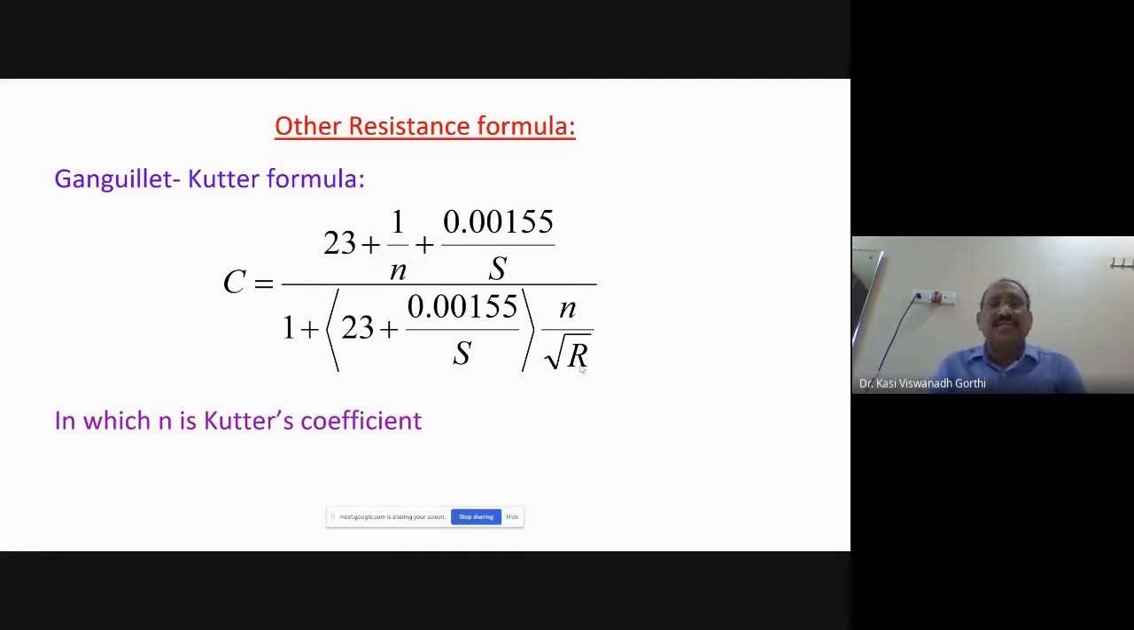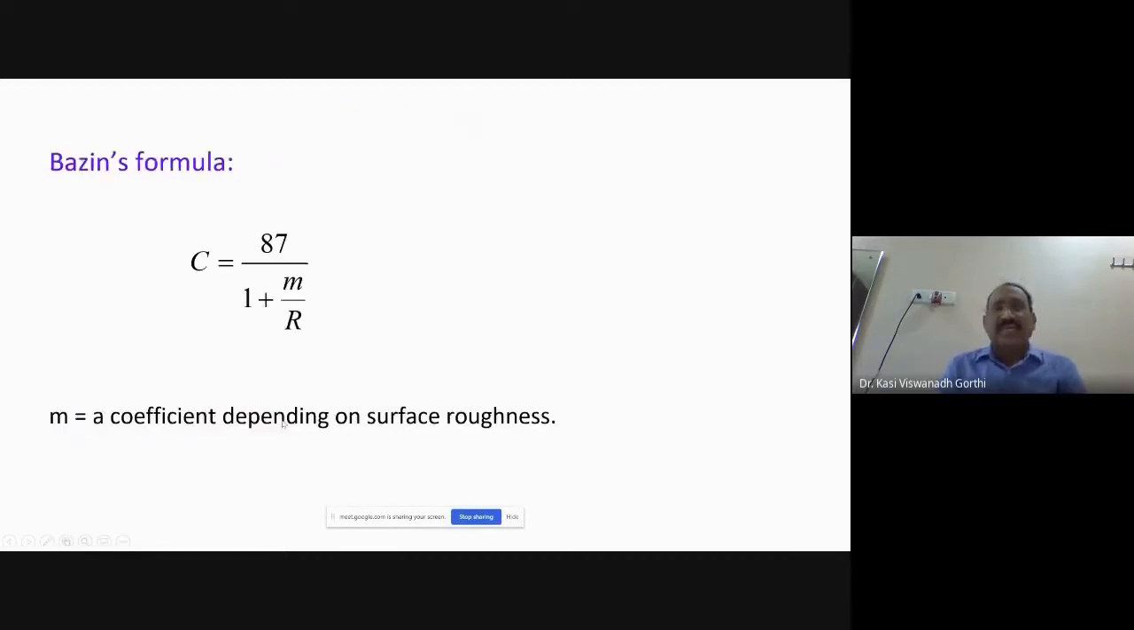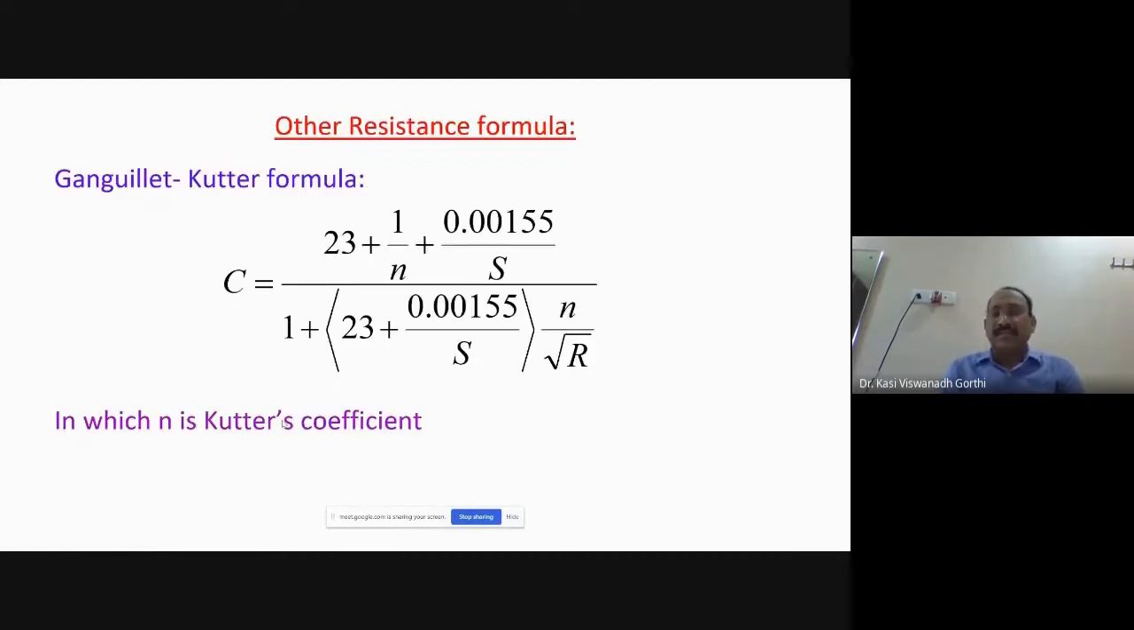What are the parameters involved here? R, the hydraulic radius, can be found, no issue. The longitudinal slope S also can be found. What else is there in this equation? n is there. n is the Kutter's coefficient. Once again, this Kutter coefficient also depends on several parameters. Once you know the value of n, you can substitute here and find the value of C. Once you get the value of C, V is equal to C into square root of Rs provides you the velocity.